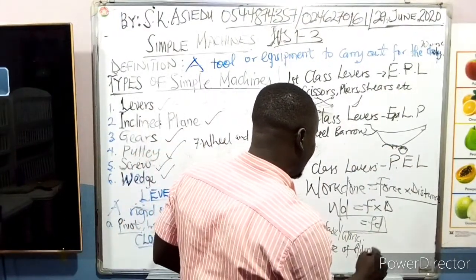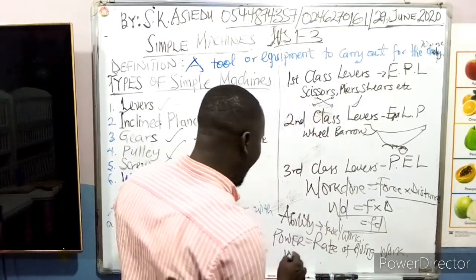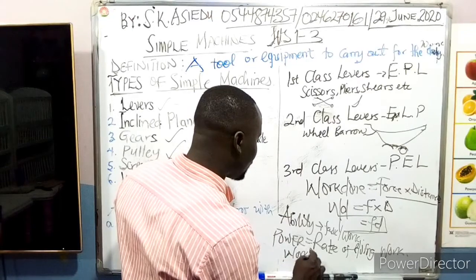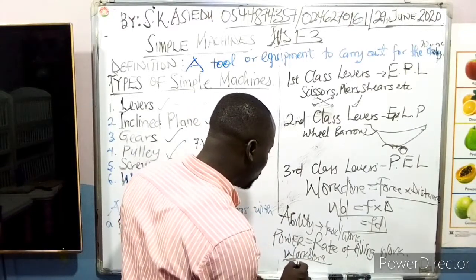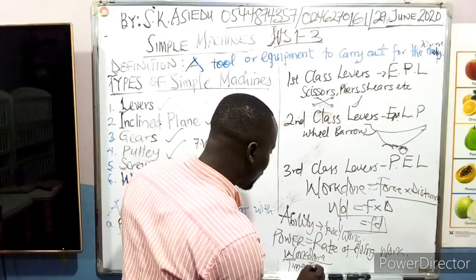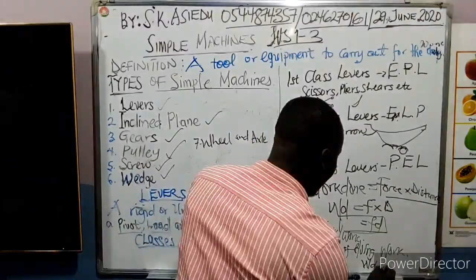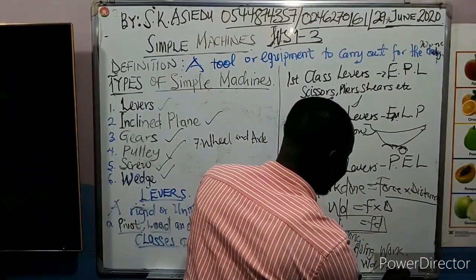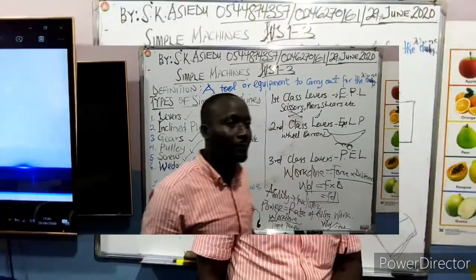Power is defined as the rate of doing work, and the formula simply says divide the work done by the time it took you to accomplish that task. Work done over time taken. That is the simplest definition for power.